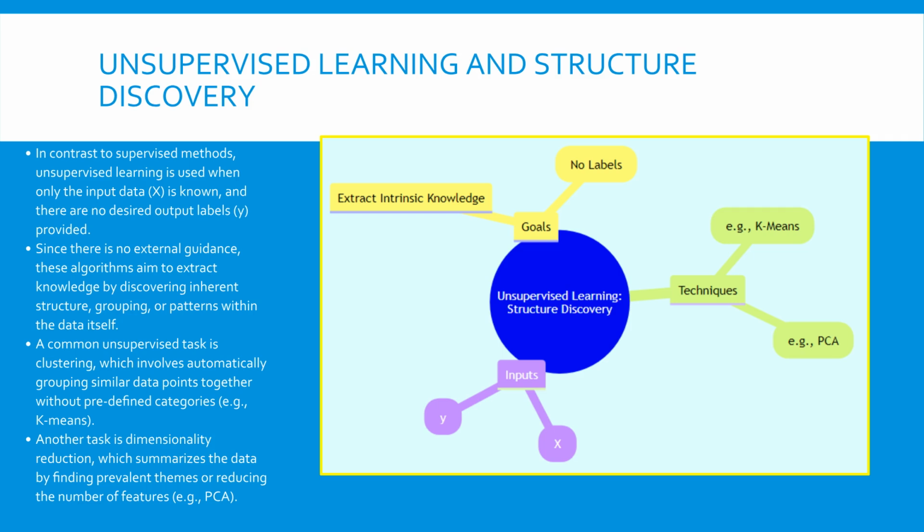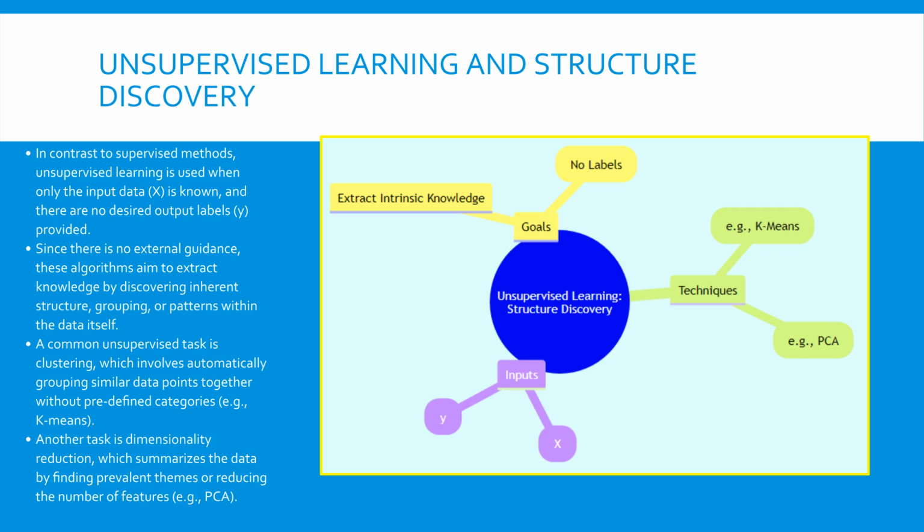This method is necessary when we have data where only the input x is known, and we lack any predefined labels or answers, y. Because there is no external teacher to check against, these methods are often considered harder to understand and evaluate. The algorithm's objective shifts from prediction to pure structure discovery, finding hidden groups, relationships, or ways to summarize the data. A primary application is clustering.